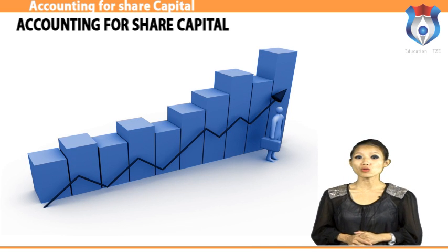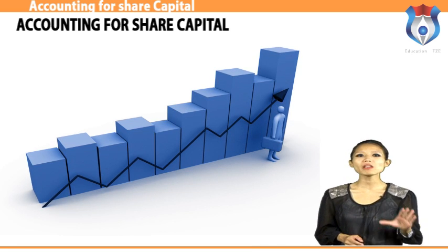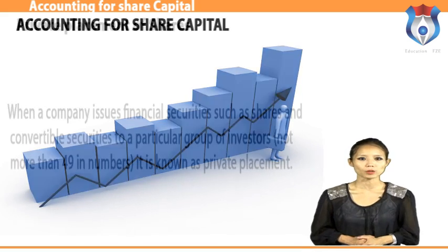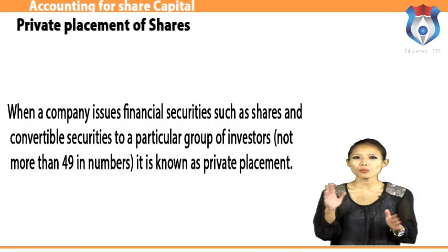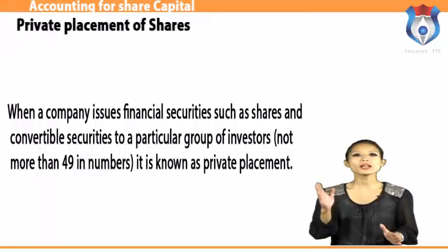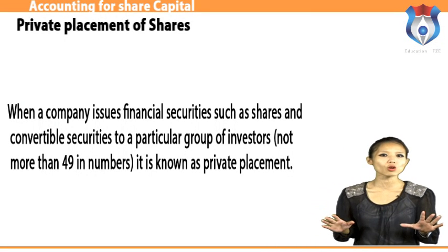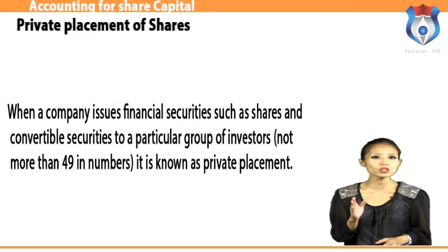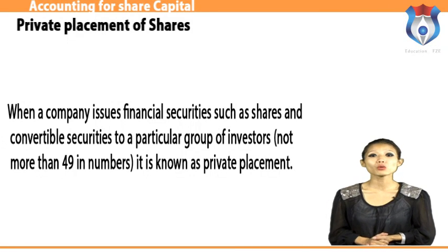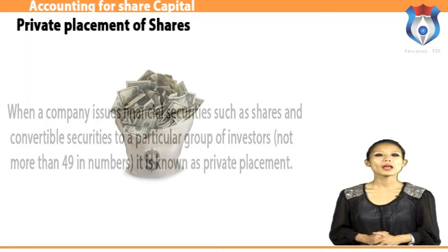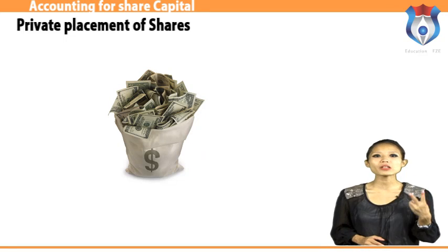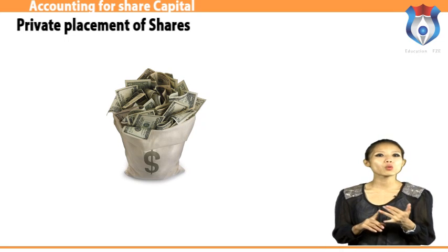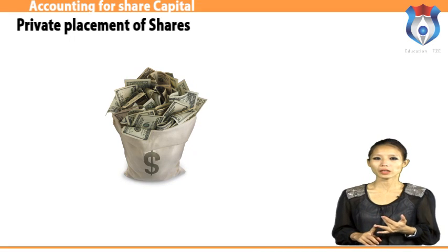However, this in no way prevents a company from calling the full amount on a share right at the time of application. There is also a concept called private placement of shares. When a company issues financial securities such as shares and convertible securities to a particular group of investors, it is known as private placement. There are mainly two kinds of private placement of shares: preferential allotment and qualified institutional placement.